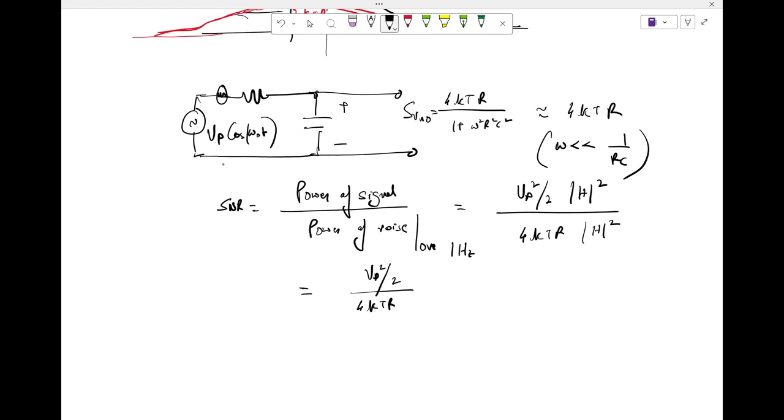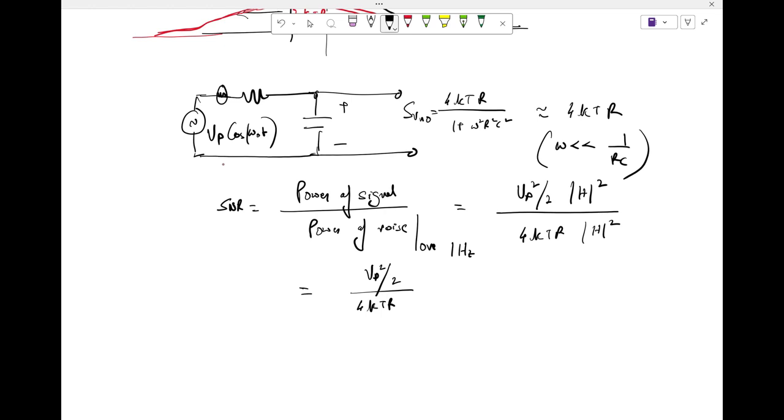So from here, what does it tell us? The goal, as a designer, will not be to just reduce noise, but to maximize signal to noise ratio. Correct? So what is this expression telling you? What should I do to maximize signal to noise ratio? Increase the power of the input. That is something that we would like to do, right?